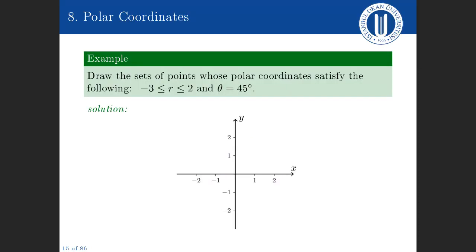Draw the set of points whose polar coordinates satisfy the following. r is between minus 3 and 2. Theta is equal to 45 degrees. Let's start with the second equation this time. Theta equal to 45 degrees. We can draw that. That's a line passing through the origin with an angle of 45 degrees. And then r is between minus 3 and 2. 2 is about here. 3 is about here. So we want the part of the orange line which is between these 2 points.